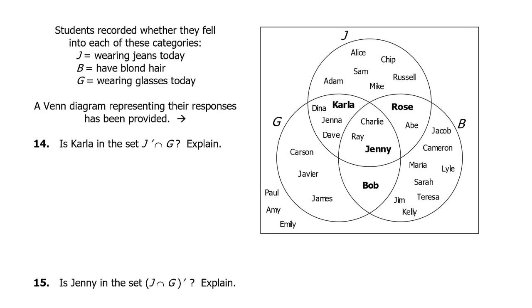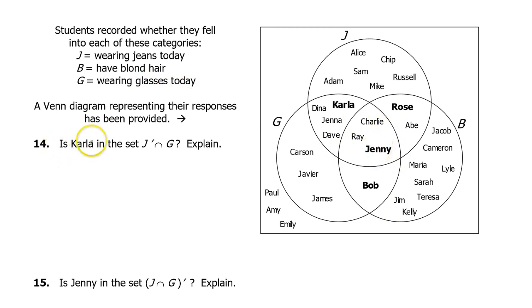For the next couple of questions, students recorded whether they fell into each of these categories. Category J, they're wearing jeans today. Category B, they have blonde hair. And category G, they are wearing glasses today. So we've got the Venn diagram over here.